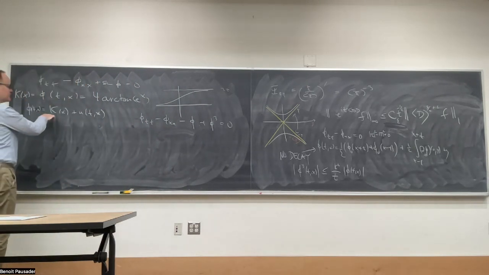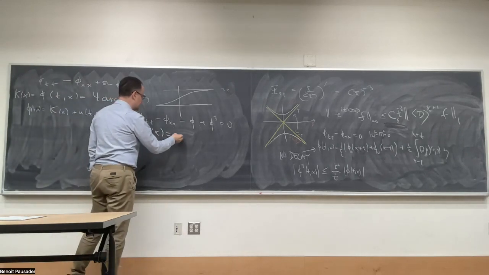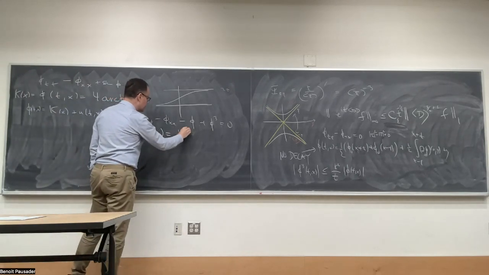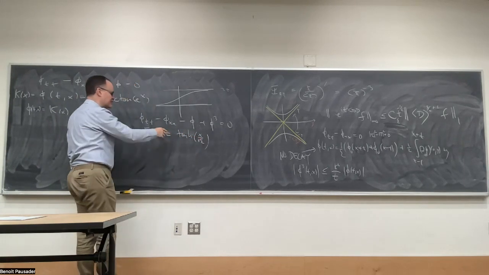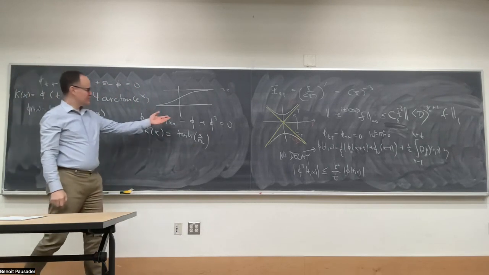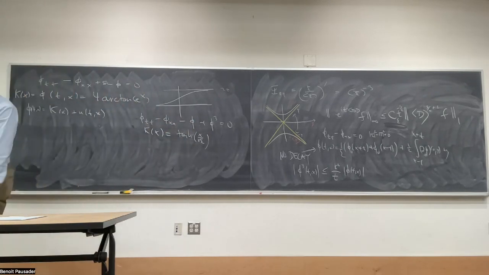So what happens when this has a kink, and the kink is similarly magical. It's tanh of x divided by √2. It connects -1 to 1. Stick -1 in here, you'll see that you satisfy this. These are the vacuum states of phi 4.